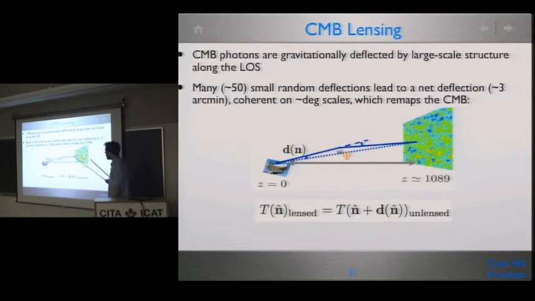As CMB photons travel to us from the surface of last scattering, they get deflected by large-scale structure along the line of sight. Essentially, this is just a remapping of the CMB. So you have the initial unlensed CMB, which gets remapped by this deflection field D to give us the observed lensed CMB. And these are basically coherent small shifts of the CMB fluctuations that are coherent across degree scales.